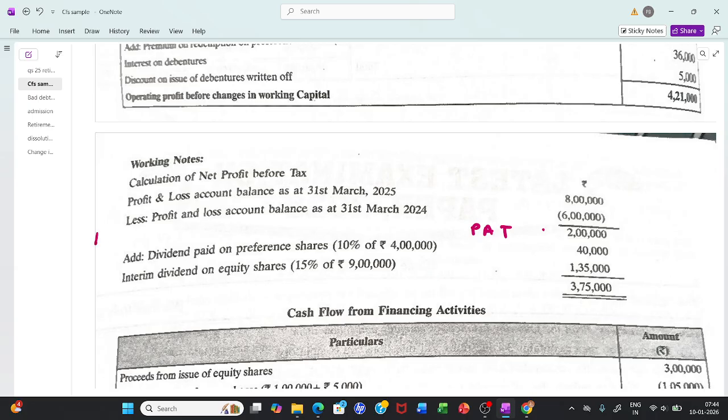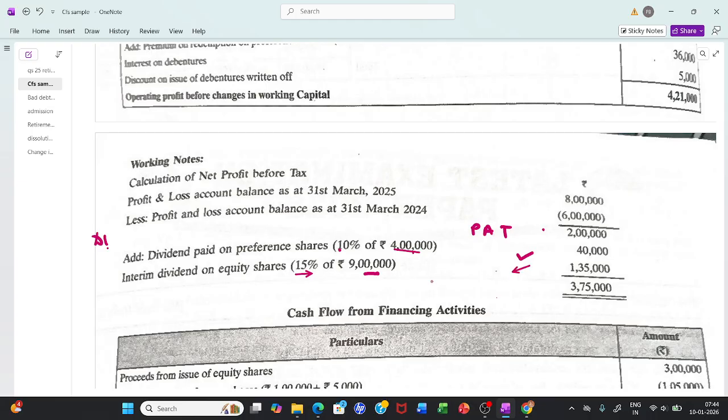Now I have to add dividend and interim dividend. There is no tax in this question because this is a part of the information of the question. You're not asked the full one. So from here, do we have dividend? Yes, we have two dividends. One normal dividend on 4 lakh at 10%, because the date of issue or redemption was such that throughout the year we had 4 lakh at 10%. Similarly, equity share was issued on last day. Throughout the year we had 9 lakh. We are giving them interim dividend of 15% on that.